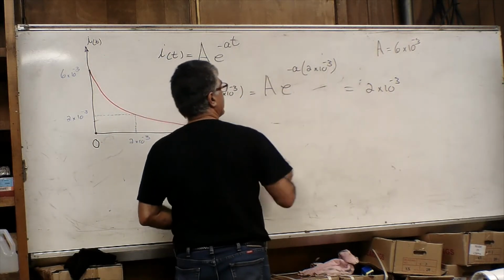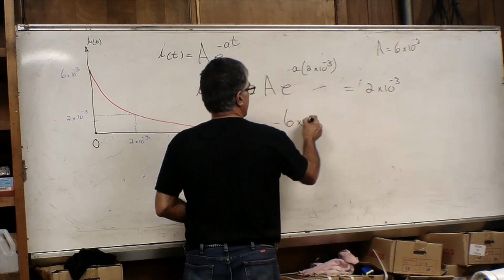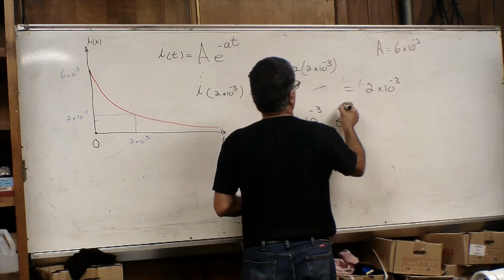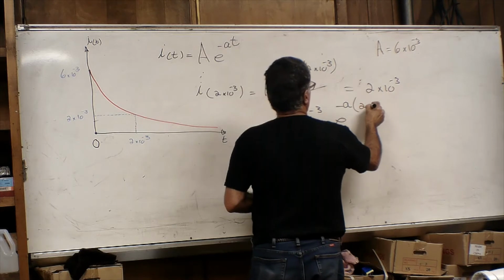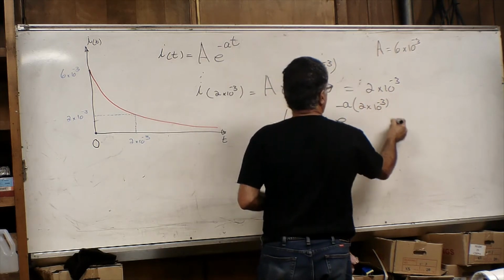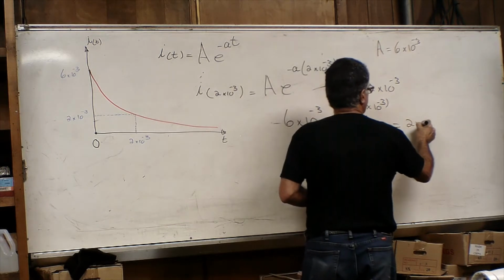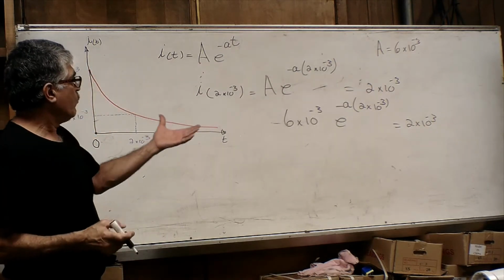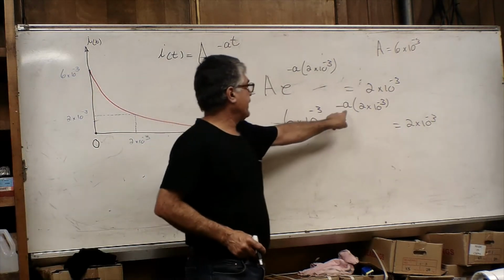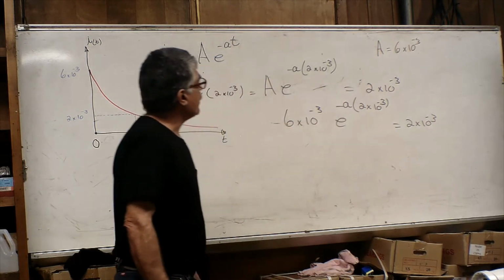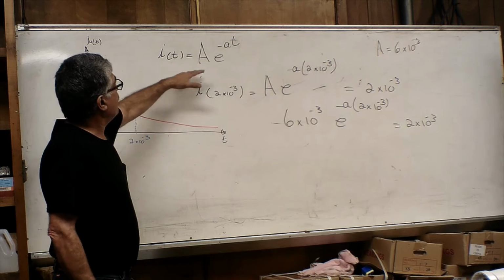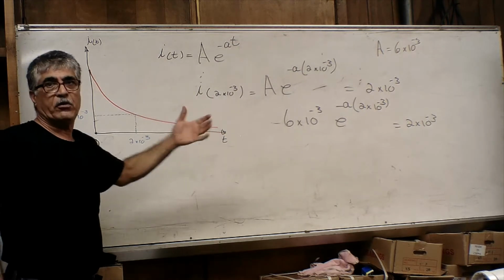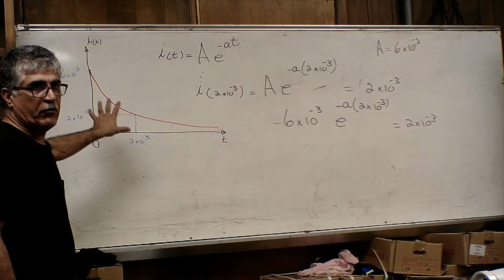Here we already have found the value for the amplitude, which is 6 times 10 to power minus 3, so let's plug that in. We have 6 times 10 to power minus 3 multiplied by e to power minus a multiplied by 2 times 10 to power minus 3 is equal to 2 times 10 to power minus 3. Now we have one equation with only one unknown, the small a, and that's what we need to find. Once we find that, we can plug the values for A and small a in this formula, and then we will have a general expression for this curve.